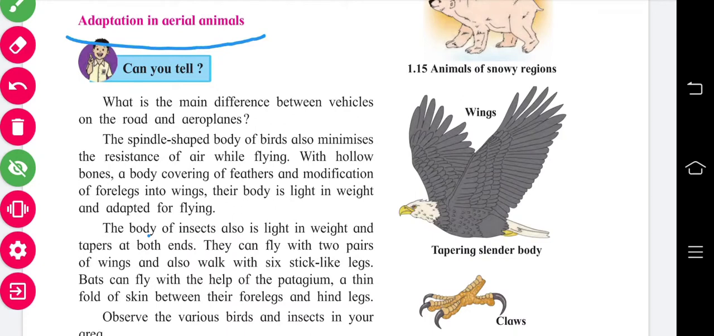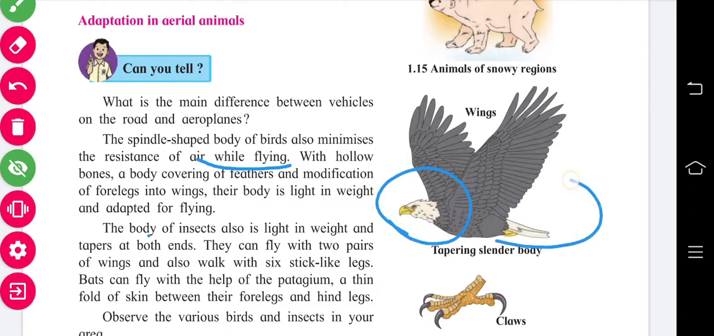Aerial means those animals which mostly survive in the air or sky. Okay, is it? So that will be studied today. The spindle shaped body of a bird also minimizes air resistance while flying. Is it correct? Spindle shape means they have a smaller region at the front side, and the back side also has smaller space. So that is the spindle shape. You know about the aeroplane shape. The aeroplane shape is like this one, no? Correct, this one.